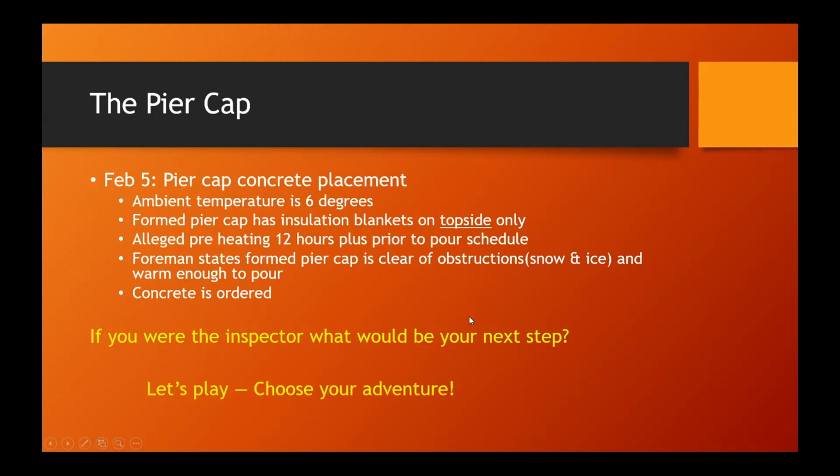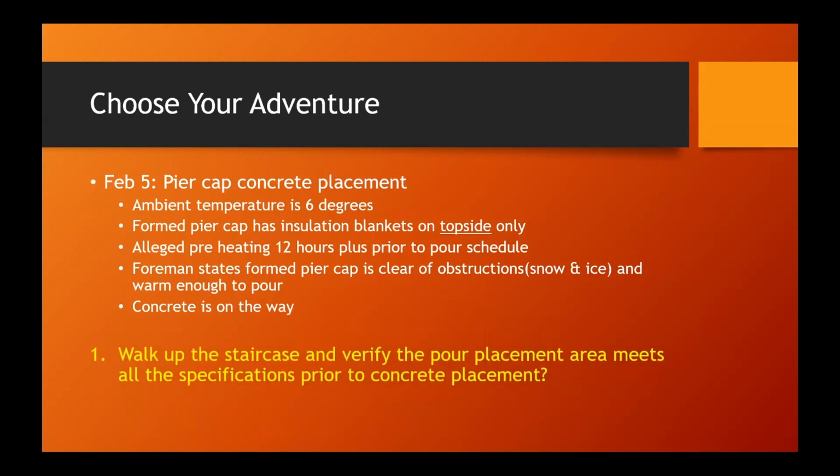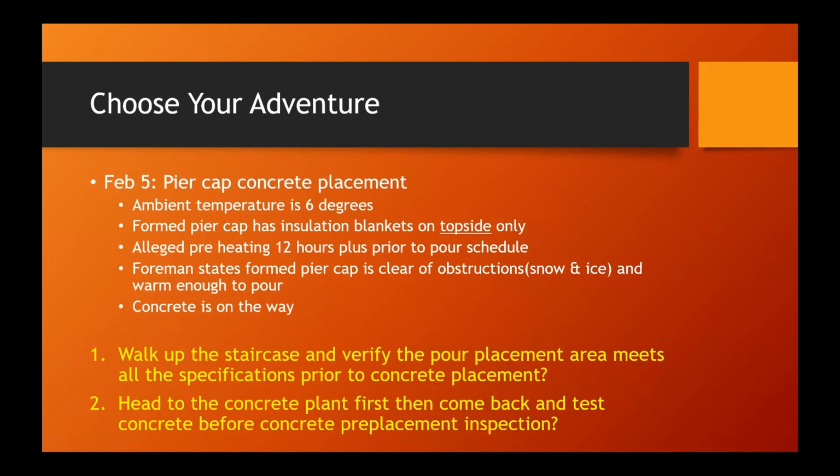Let's play a little scenario here of choose your adventure. With the knowns we went over, would you take option 1 as the inspector, walk up the staircase, and verify the pour placement area meets all the specifications prior to concrete placement? Or, as one of your duties as the inspector, would you head to the concrete plant first, then come back to the project, test the concrete before it is placed into the forms, and then do your pre-placement inspection?